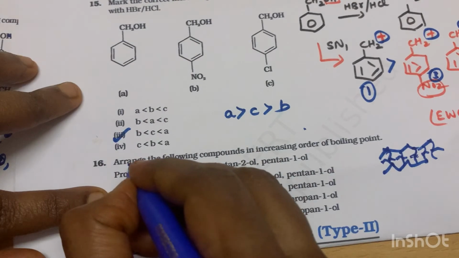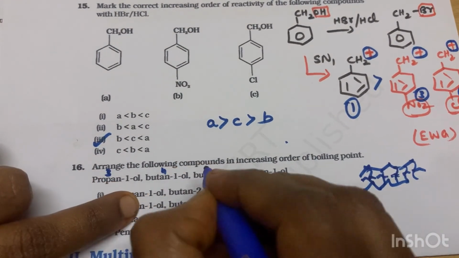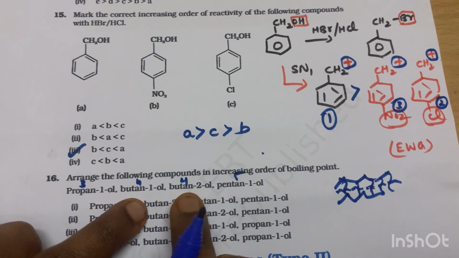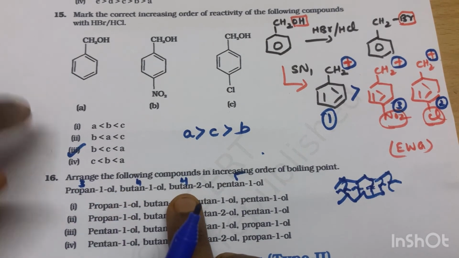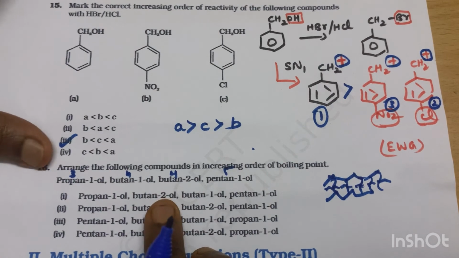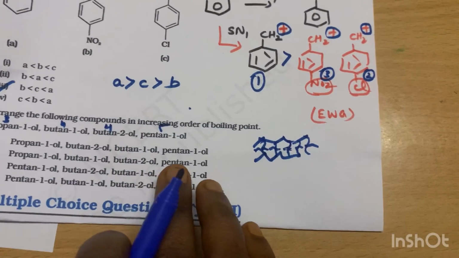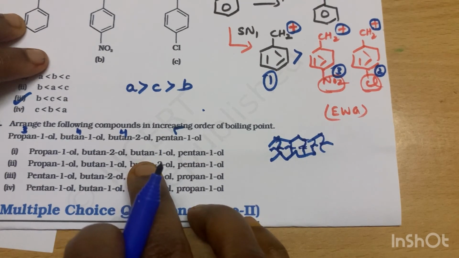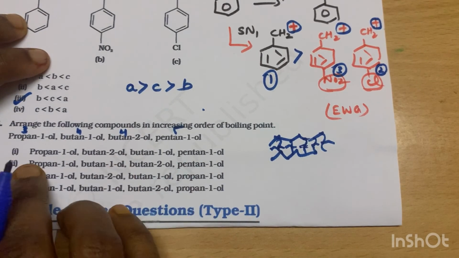So this is a 3-carbon system, this is 4-carbon, and this is 5-carbon. Here there are two 4-carbon compounds, but this one is branched. If the branching increases, van der Waals force decreases, so the boiling point also decreases. So first propan-1-ol, butan-2-ol, butan-1-ol, and pentan-1-ol.